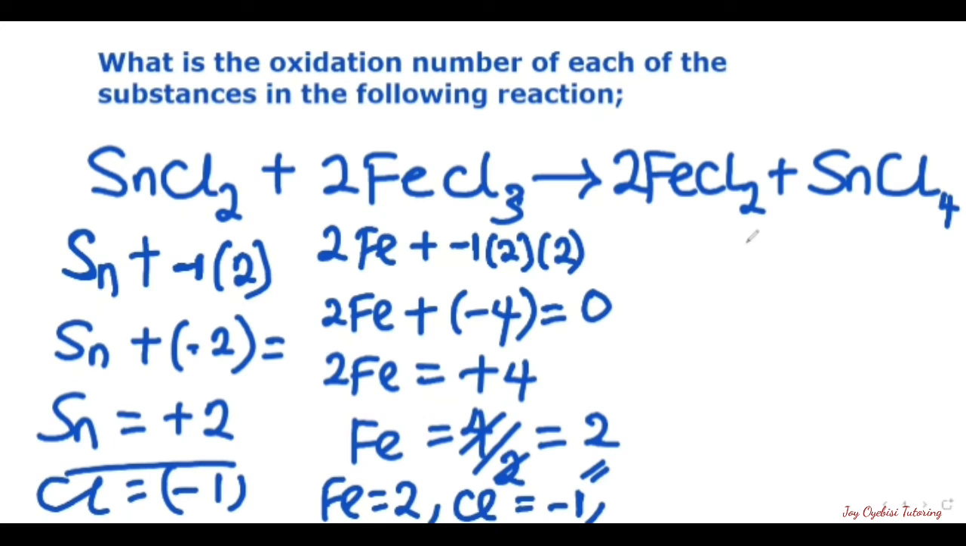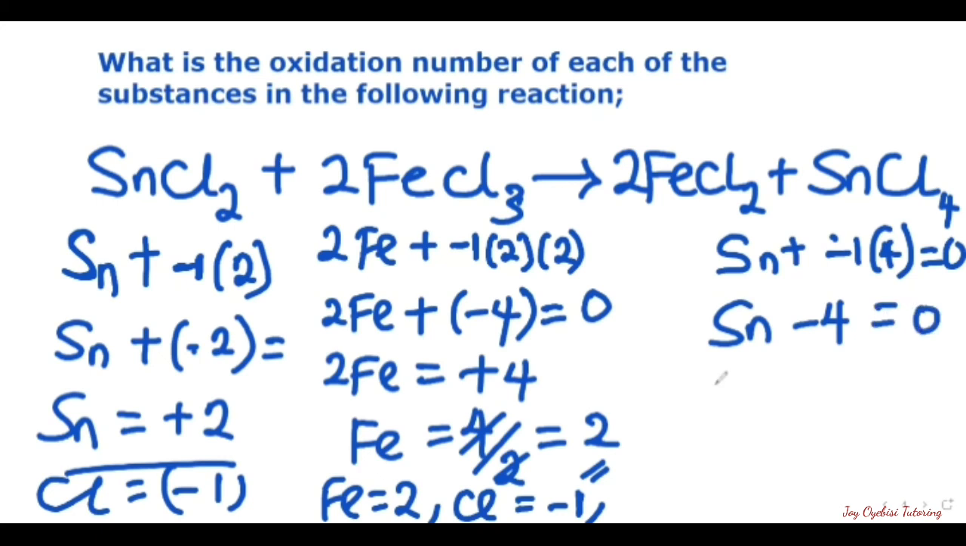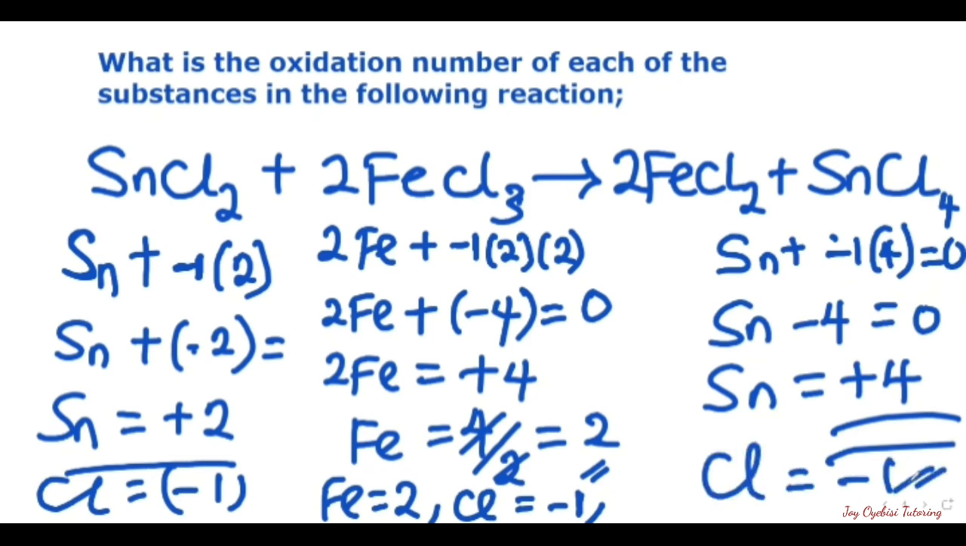Okay, so for this one we have this plus, of course this is -1 multiplied by 4, and everything has to be equals to 0. Then this is -4 plus Sn equals 0. Sn would then be equals to this moves to this other side and gives you +4. So this will be the oxidation number of Sn in this compound. And of course, chlorine is still -1.